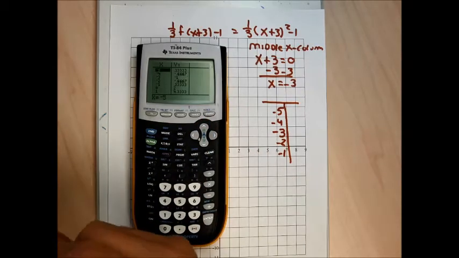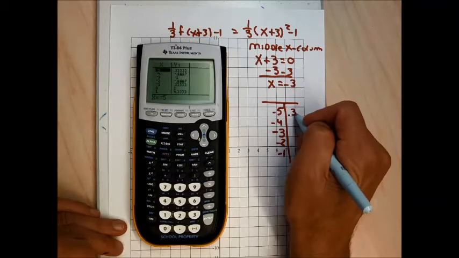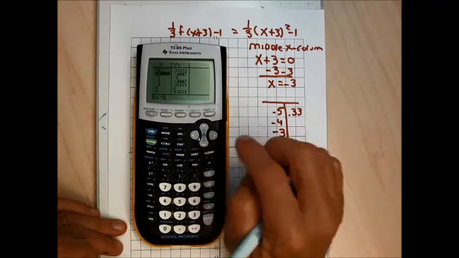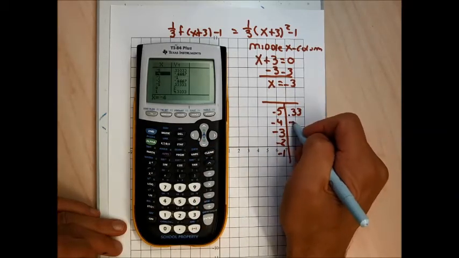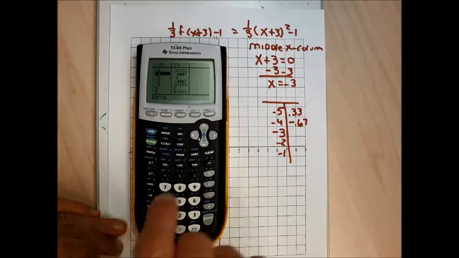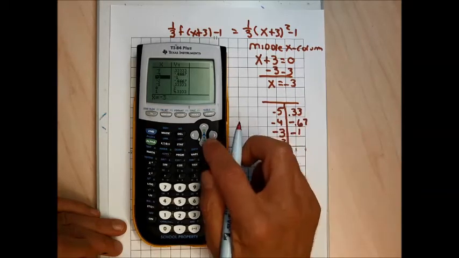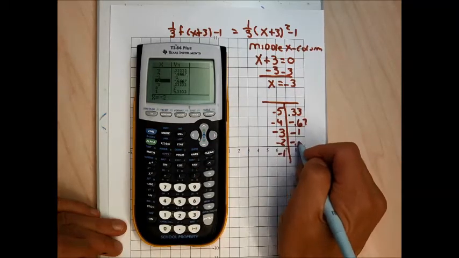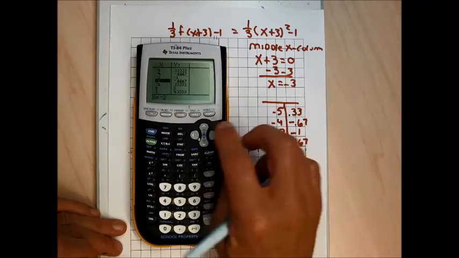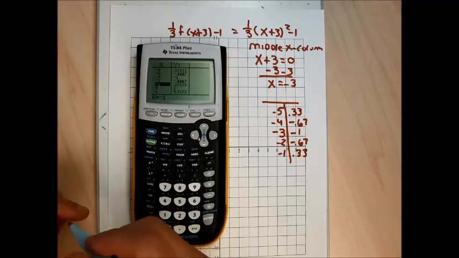Next to negative 5, I see 0.33. I'm pretty sure that's 1/3, but I'm just going to write 0.33. Next to negative 4, I see negative 0.67. If I round that, I think that's negative 2/3, but I'll leave it at negative 0.67. Next to negative 3, I see negative 1, negative 2, negative 0.67, rounding to 2 decimal places, and negative 1.33, again rounding to 2 decimal places.